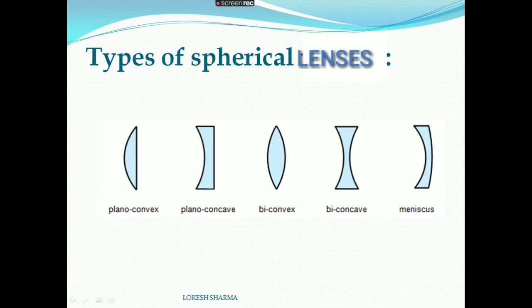Now different types of spherical lenses are as follows. First, plano-convex lens, in which one of the surfaces is curved outward and the other surface is plane. This is plano-concave, in this one of the surfaces is curved inward and the other surface is plane. This is biconvex lens. In this both the surfaces are curved outward, it is bulged in the middle. This is a biconcave lens in which both the surfaces are curved inward, and this is meniscus lens in which one of the surfaces is curved inward and the other surface is curved outward.